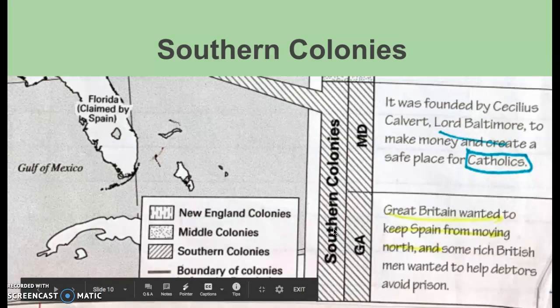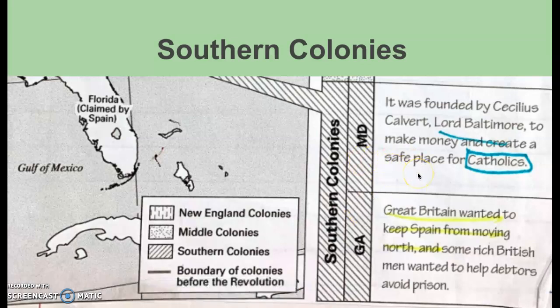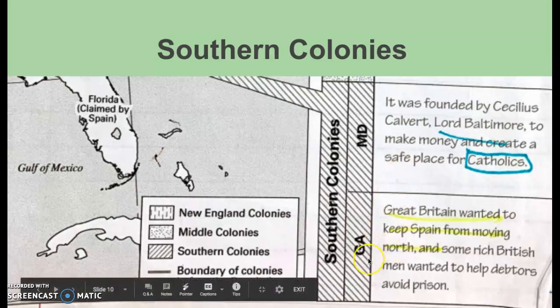In the southern colonies, Maryland and Georgia represent this region that we're looking at. Maryland is a colony created just for Catholics, or created for Catholics as a safe place. Catholics were persecuted in Europe, and so this is one that's created especially with Catholics in mind. Georgia was created as a penal colony or a prison colony.